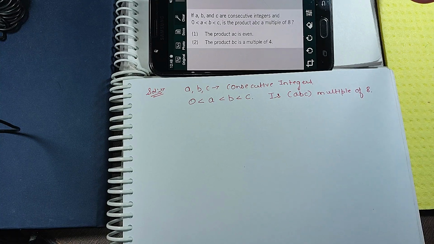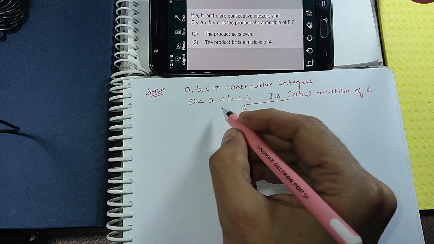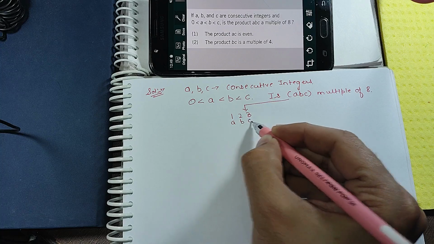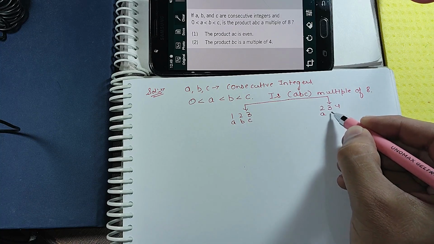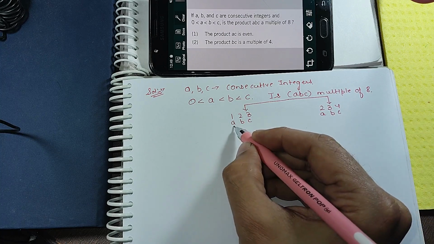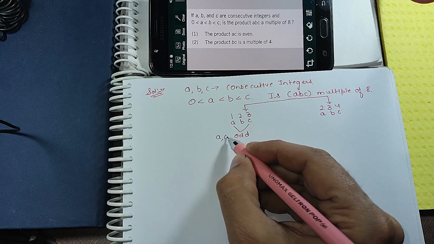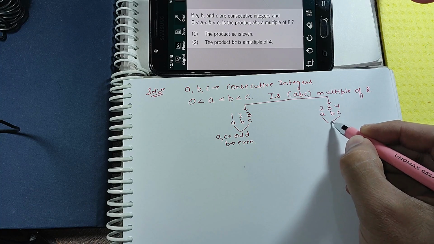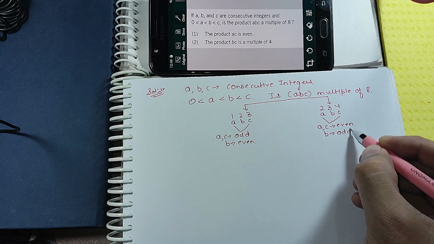Now there can be two scenarios in arranging this. Let us suppose A, B, C are having values 1, 2, 3 or 2, 3, 4. We are just taking an example. That can be the case when A and C are odd and B is even, or A and C are even and B is odd. There can be only these two scenarios, right?